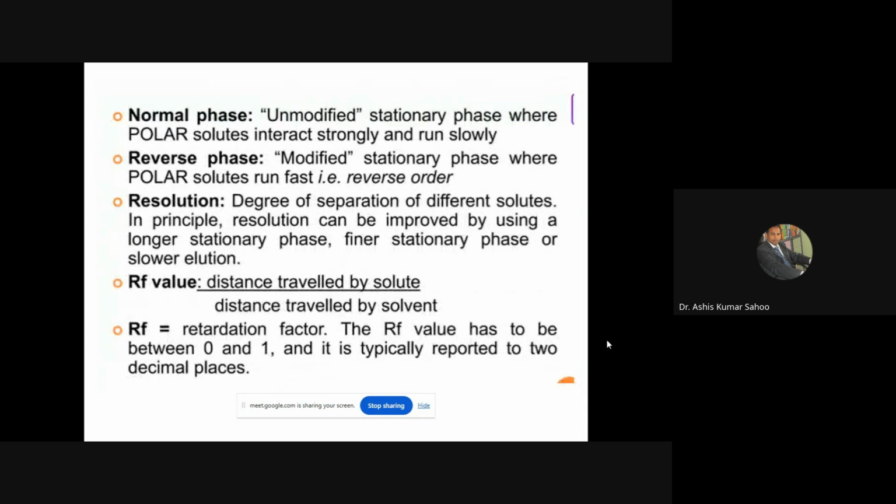So normal phase, reverse phase, resolution, Rf value. What is Rf value? Distance traveled by a solute divided by distance traveled by the solvent. So this is Rf value, and these are the terms used in chromatography.